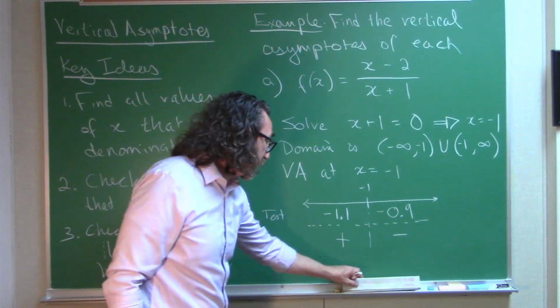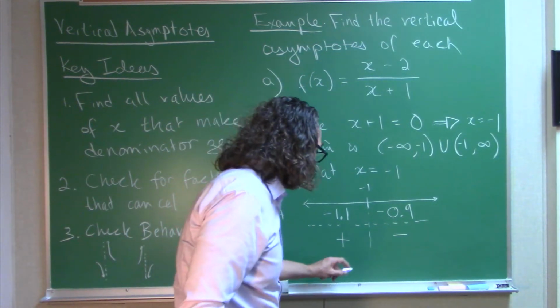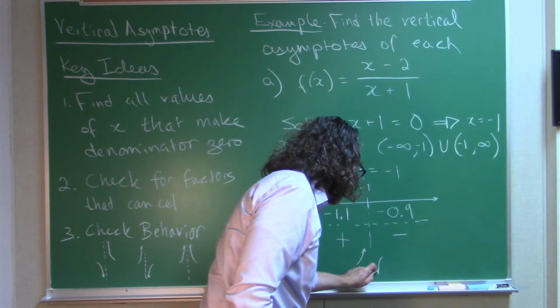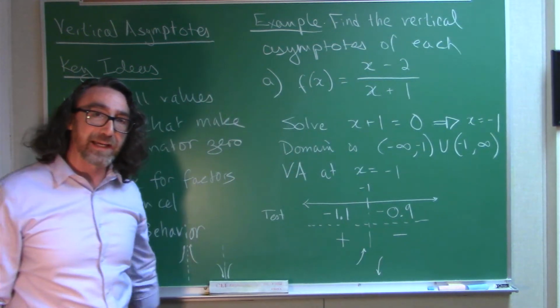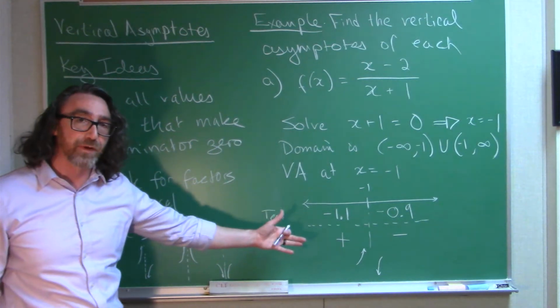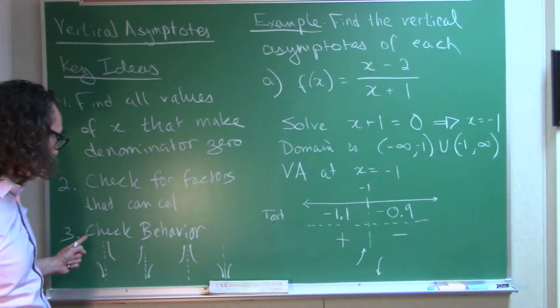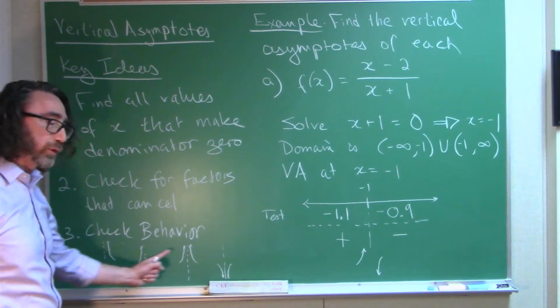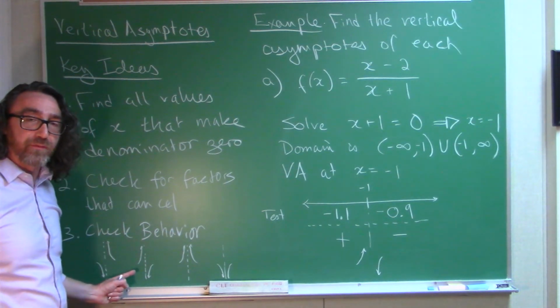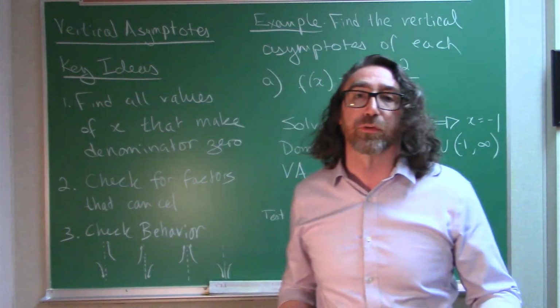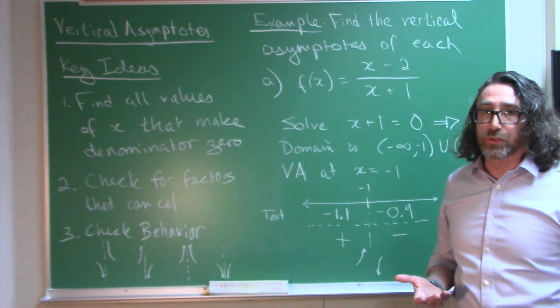So this is telling me that on the left side, my graph is going to be going up. On the right side, my graph is going to be dropping down. That's how this function is going to behave at that vertical asymptote. This is what I was talking about when I say check the behavior. What's your graph going to look like by that vertical asymptote? Because the vertical asymptote is going to be one of the defining features for this function's graph.